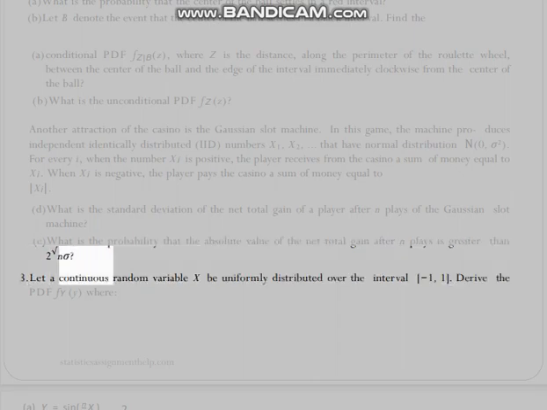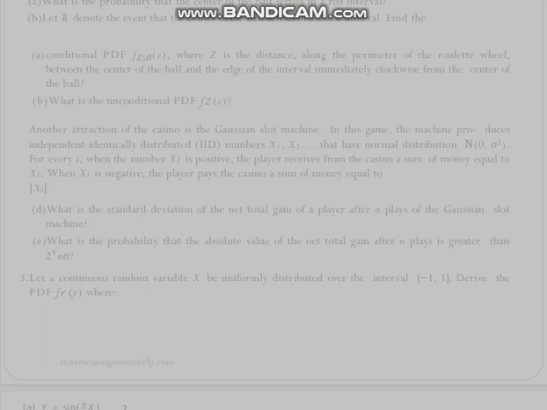3. Let a continuous random variable X be uniformly distributed over the interval [-1, 1]. Derive the PDF f_Y(y) where: A. Y equals sin(pi X / 2). B. Y equals sin(2 pi X).